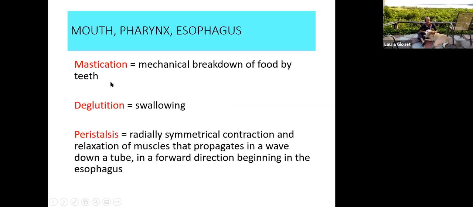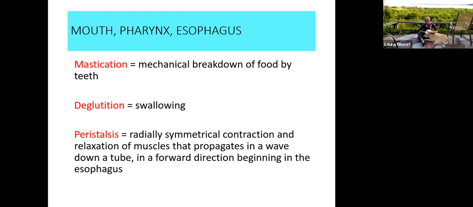Okay, the mouth, pharynx, and esophagus. Right. Mastication is the mechanical breakdown of food by the teeth. Deglutition is swallowing. And then peristalsis is the radially symmetrical contraction and relaxation of muscles that propagate in a wave down a tube in a forward direction, beginning in the esophagus. So what this means is that when you deglutinate, you swallow, the food is going to pass into the esophagus. And this is where we have a lot of smooth muscle to start to push that bolus of food that you just swallowed.